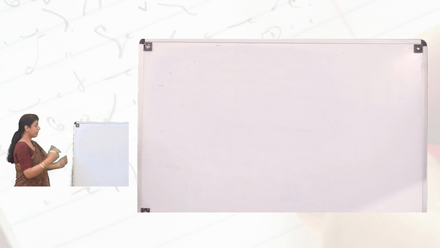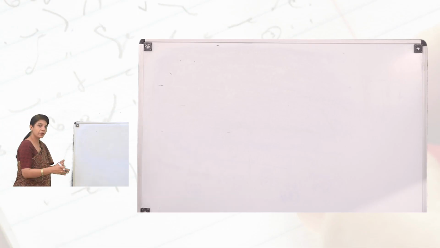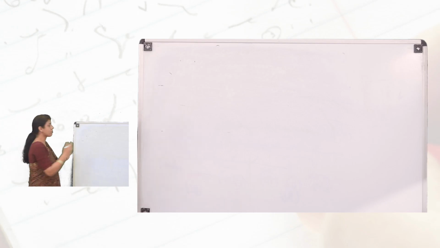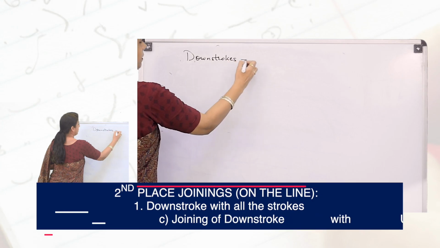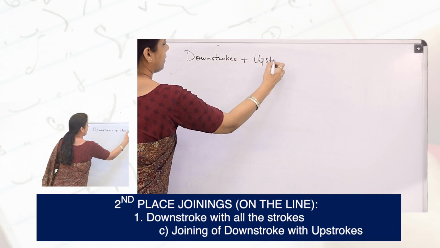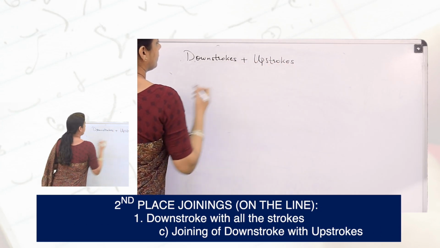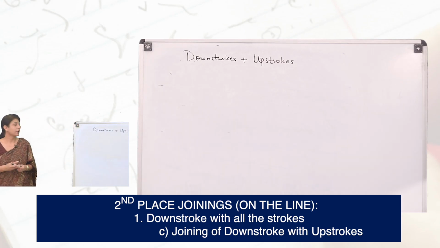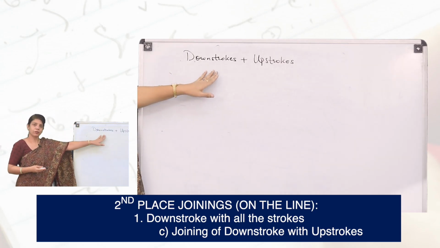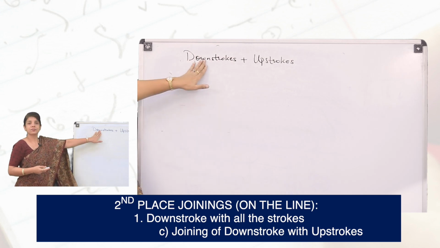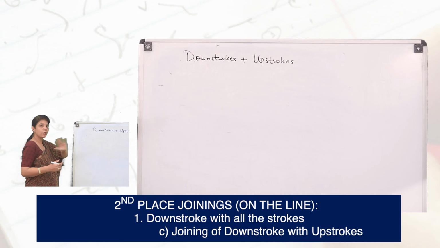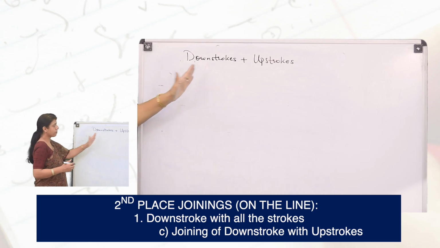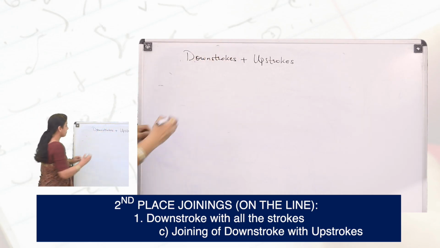Now next, we have done downstrokes plus downstrokes, downstrokes plus horizontals. So what is remaining now? Downstroke plus upstrokes. Now joining of a downstroke with an upstroke at second place. So the first downstroke will be on the line, and wherever the first ends, the second begins. The same rule is applicable for all the joinings at second place.